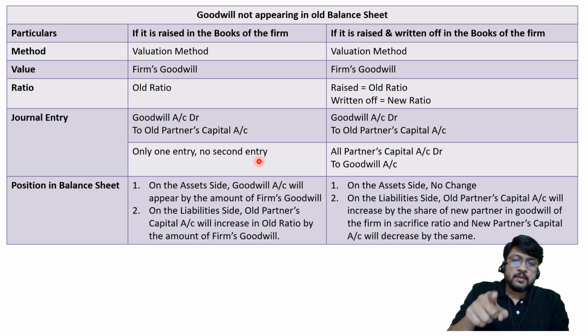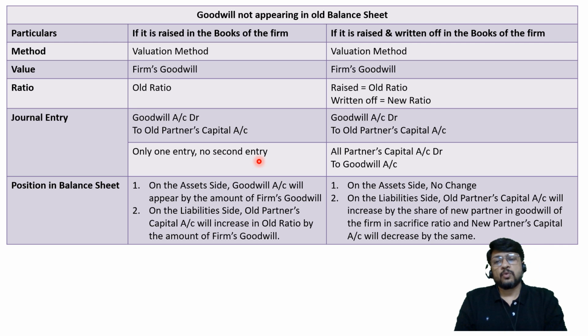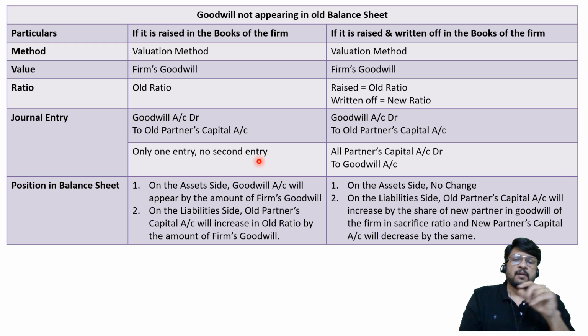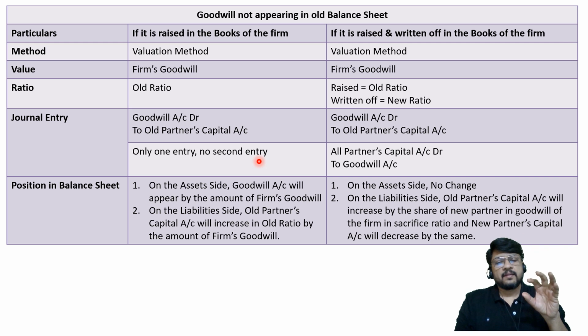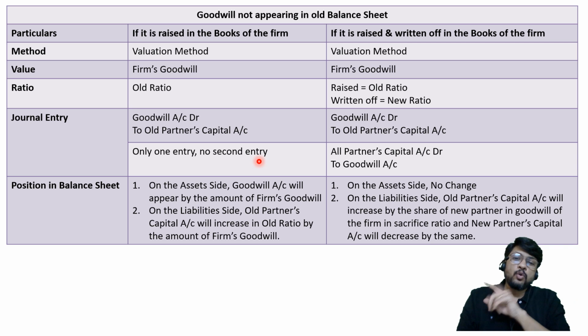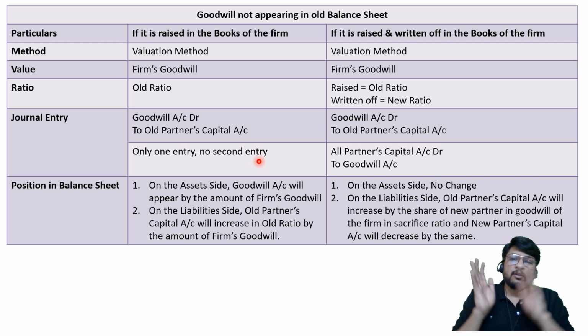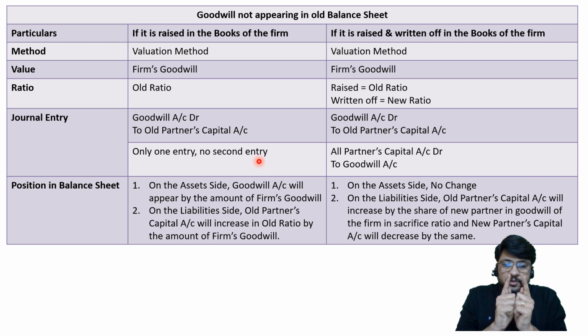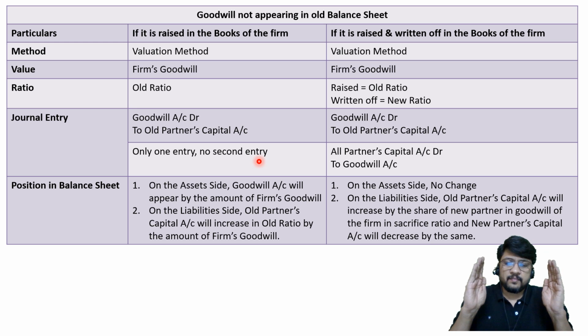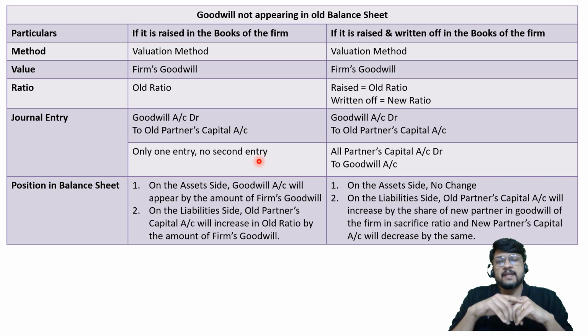But which value? It is not new partner's share, it is the entire goodwill of the firm. Goodwill account debit to old partner's capital account, only one entry, no second entry. After passing this entry, goodwill account will get created. It will have a debit balance, so it will come on balance sheet asset side, and on the liability side, old partner's capital account will get credited by the value of firm's goodwill, not only new partner's share but firm's goodwill, and old partner's capital account will get credited by old ratio, not the sacrifice ratio.